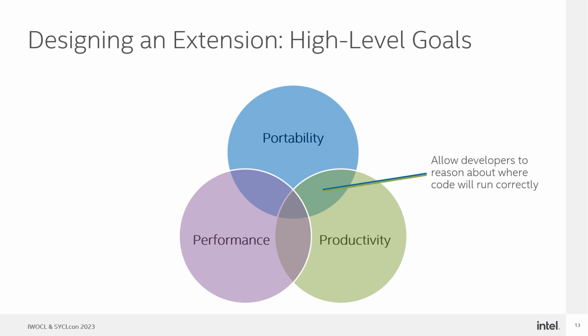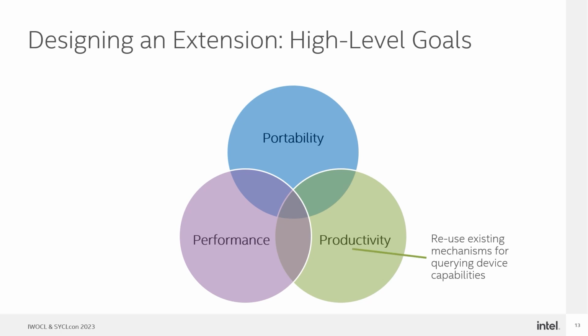But we still need to reduce uncertainty about whether certain code patterns are portable or not, so that developers can spend more time writing code and less time reading documentation and debugging. That means providing some new mechanisms to query the forward progress guarantees that are supported by specific backends and devices. But when we introduce new queries, we make them as simple as possible, and we try to reuse existing query interfaces so that developers don't have to spend lots of time learning lots of new concepts.